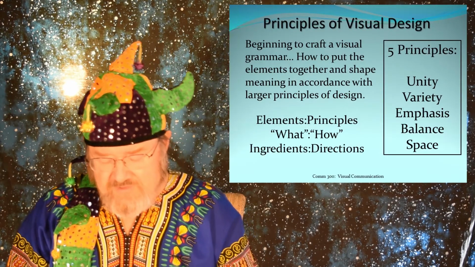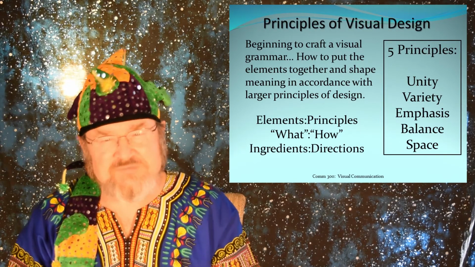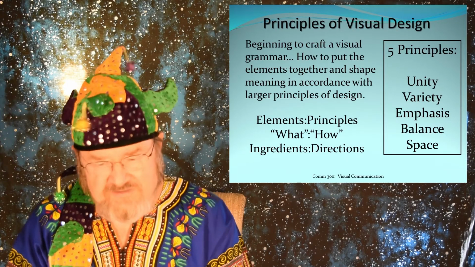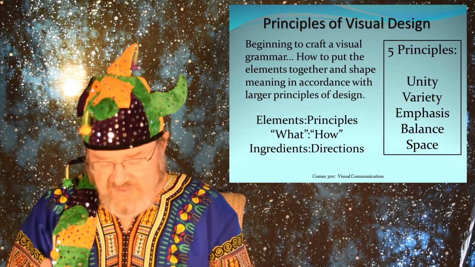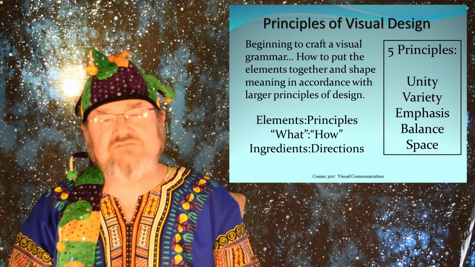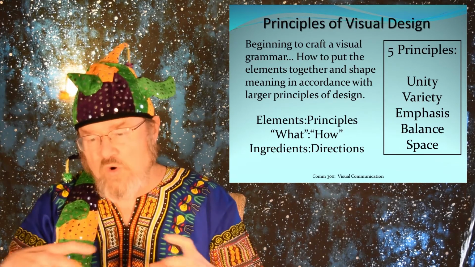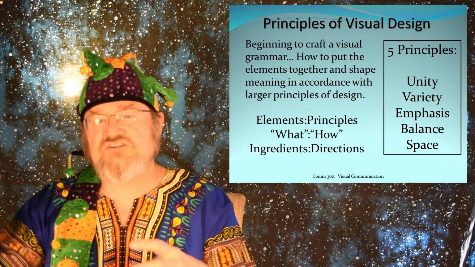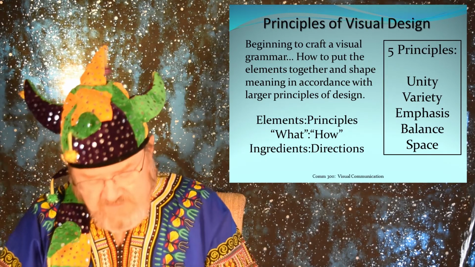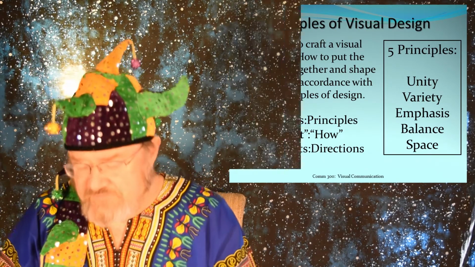Those are the elements. Let's talk about the principles. So if the elements are the ingredients, then the principles are kind of a recipe. This is how these elements might go together effectively. Or the notes. You have the individual notes. Well, then the principles are kind of the score, how the notes are arranged or put next to each other. These are unity, variety, emphasis, balance, and space.